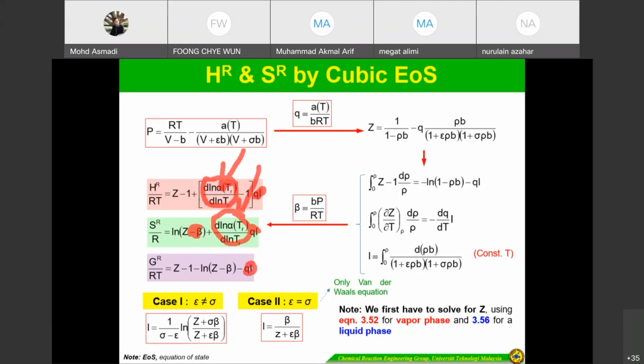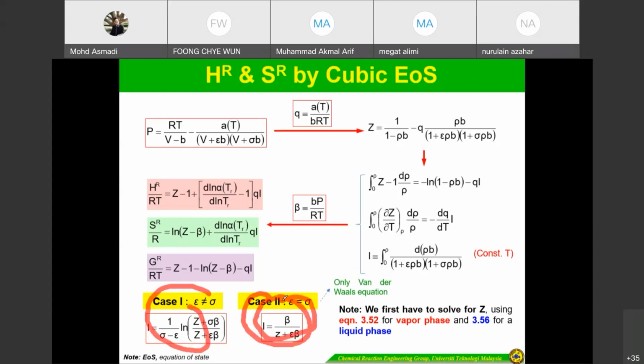Okay, so if you look at here, there are two cases. If you refer to table 3.1, there is alpha equal to sigma and alpha not equal to sigma. This one is only applicable for van der Waals. For Peng-Robinson and Soave-Redlich-Kwong, we use this equation, the first one. This other one is only for van der Waals because epsilon equals 0 and sigma equals 0.